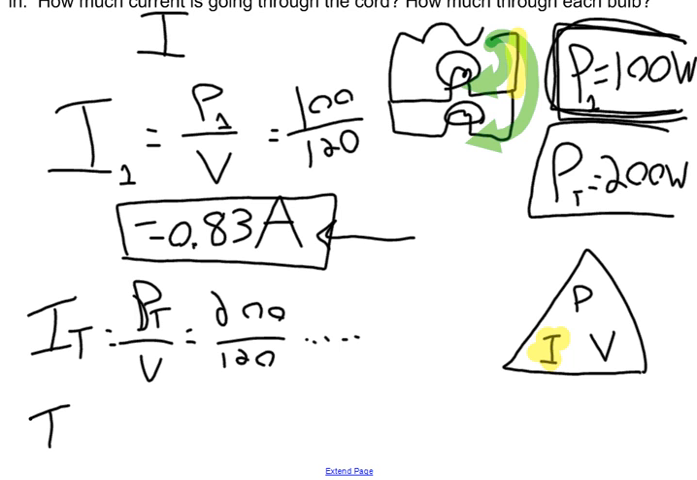And our total current going through the extension cord then is going to be 1.6 repeating, or 1.67 amps, or 1,667 milliamps. And those are our answers.